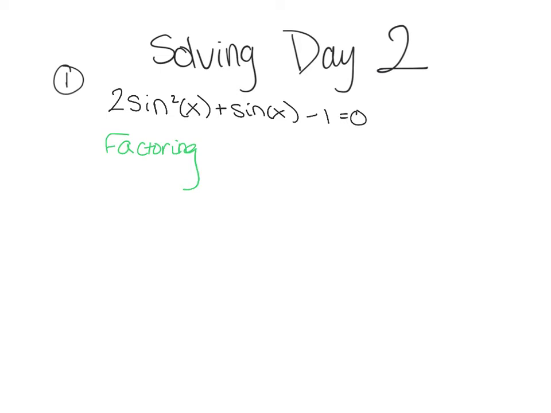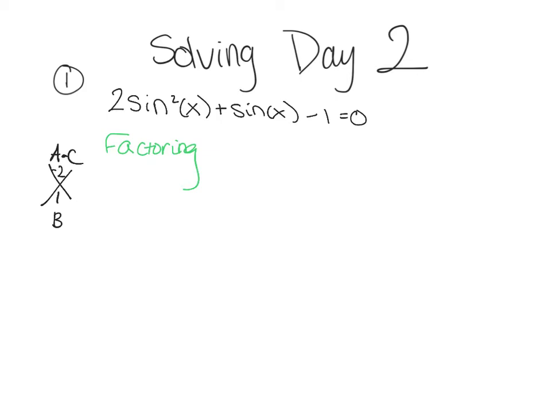Let's see, we have to break this into two separate groups. You can either do this with a table, you can do this with a diamond. I'm going to do this with a diamond off to the side. We want our a value times our c value, and then our b value. So our a times our c value is going to be -2, and our b value here is 1.